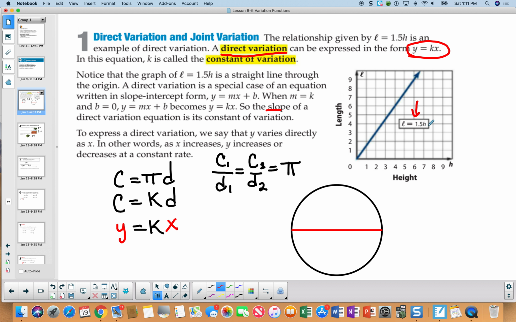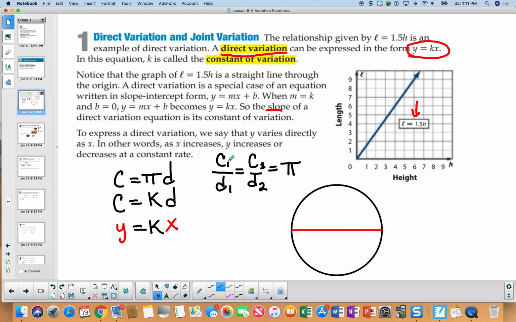As the height gets bigger, notice the length gets bigger as well. So there's this direct variation where the variables are both increasing at the same time. A very famous direct variation is that between the circumference and the diameter. When the diameter gets bigger, the circumference gets bigger. And so we have this relationship that we know, C equals pi d. Pi is acting as the constant of variation, so instead of pi, we can write k. D is acting as the input, which we call x, and C is acting as the output, which is y. So you can see that relationship right there.